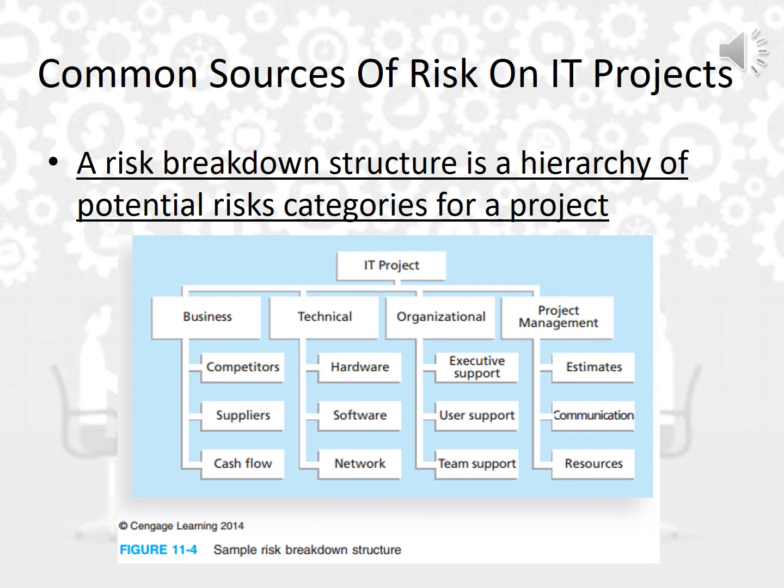Let's take an example here. As you can see from your textbook, figure 11.4 shows a sample risk breakdown structure. Such a structure here might apply to many IT projects. That's why they indicated it at the top. The highest level categories of risks include business, technical, organizational, and project management. Under business risk, you may find competitors, suppliers, cash flow, while in technical risk, you can find hardware, software, and network. Let's break down hardware further to indicate the potential risks available.